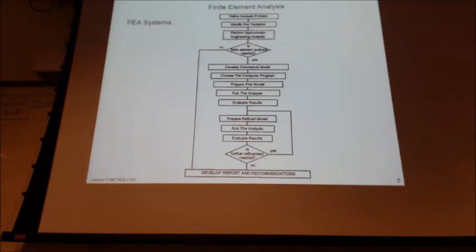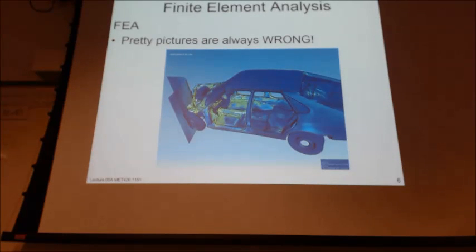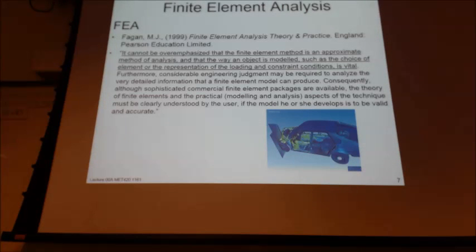So speaking of results and pretty pictures, they're always wrong. Can never believe the pretty pictures. So why is that so? So this will be the only time that I'm going to read to you in class, but I think it's important because it cannot be overstated that the finite element method is an approximate method of analysis, and that the way an object is modeled, such as the choice of elements that represent the loading, and the method of analysis is what is going to determine how this comes out.